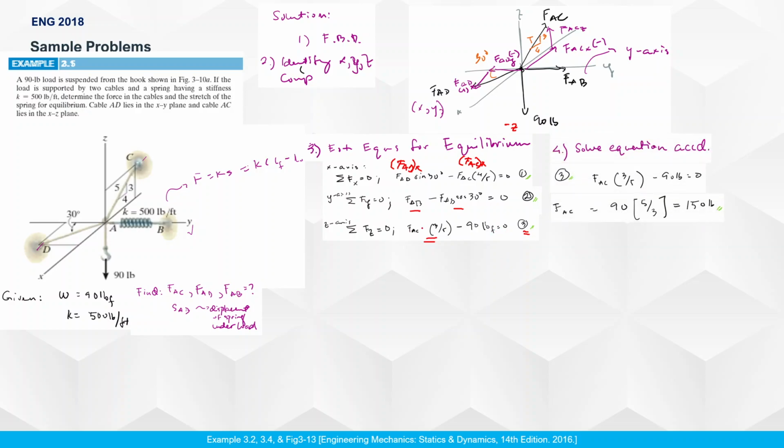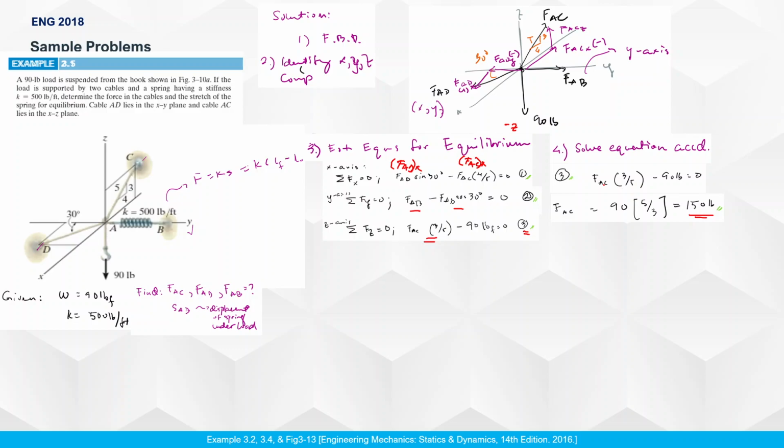So we can start with AC since we know the weight already at 90-pound force. So we simply transpose 90 pounds to the other side of the equation and then move 3 over 5, and we will get 150 pounds. So that's one down. One down and 2 more to go.